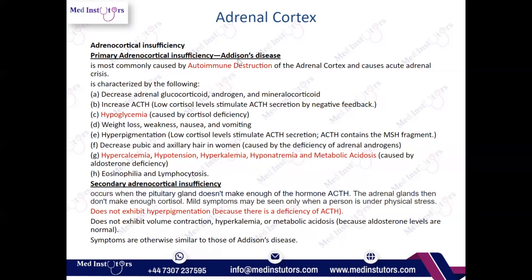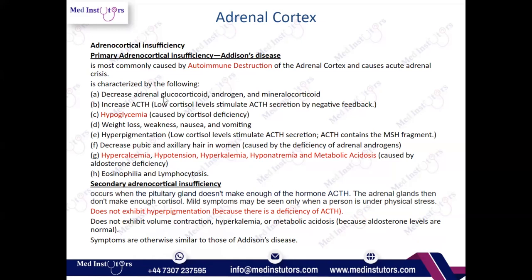Now, in Addison disease, we know there is no adrenocortical hormone. So what would happen? The normal function of these hormones would be reduced. So now decrease all the normal functions, or reverse all the normal functions. It is mostly caused by autoimmune destruction of the adrenal cortex. The most common cause, if they ask in the exam, is the autoimmune disorder.